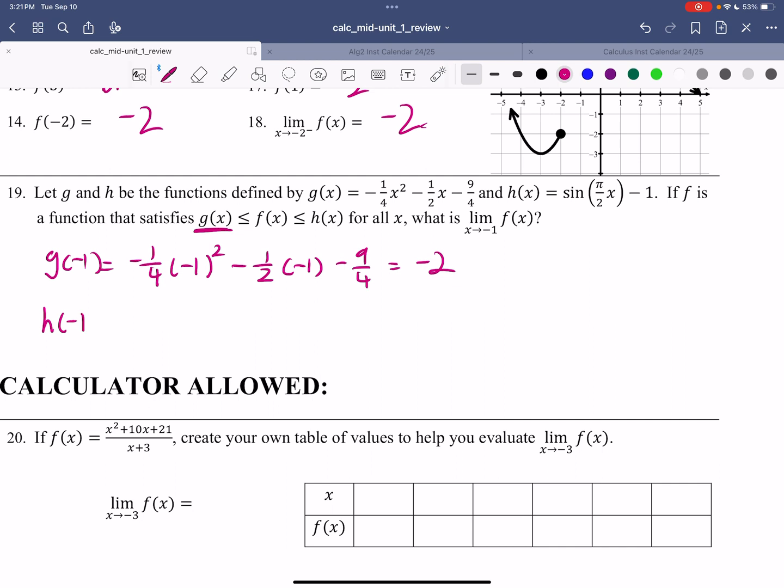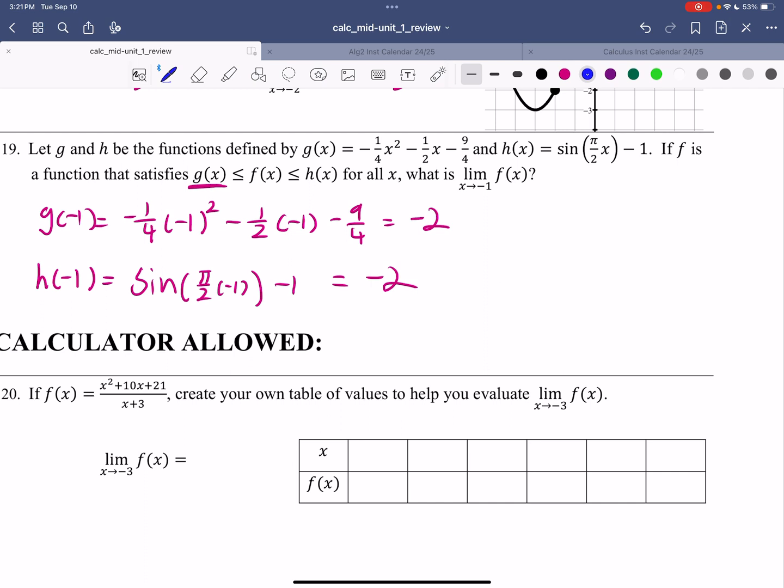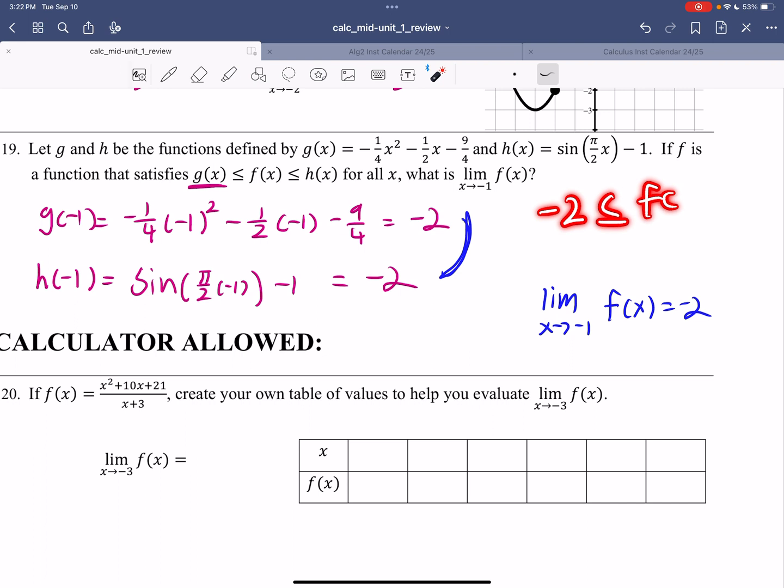You also have to find h of negative 1. So you're going to put sine of pi over 2 times negative 1 minus 1. When you do it, you will also get negative 2. And look, we have exactly the same answer, right? So you can finalize your answer like this. If these two numbers are not the same, you can either write DNE or you can write something like this. Like, in the case these two are not the same, right? That's it.